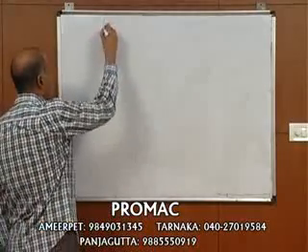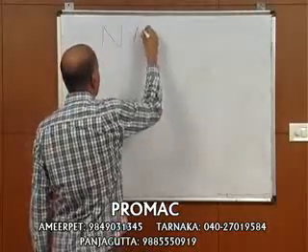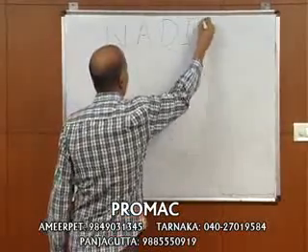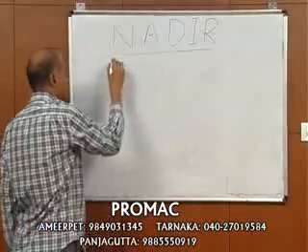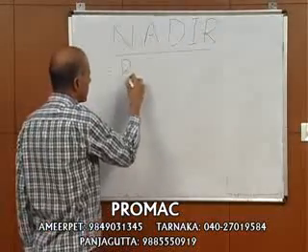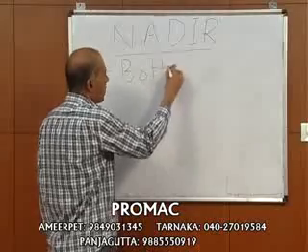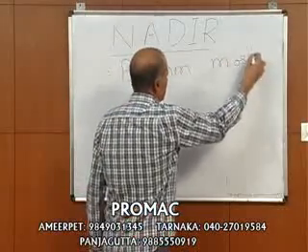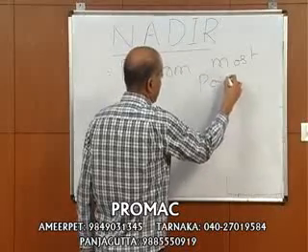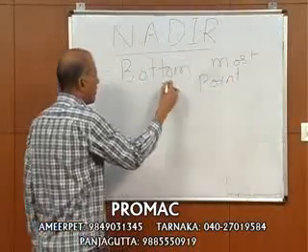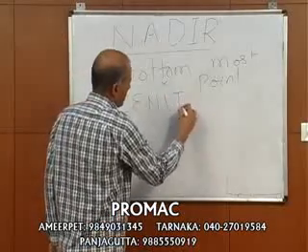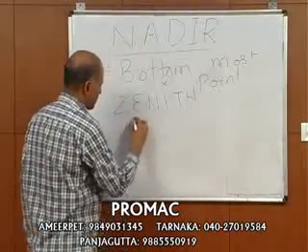We will start our session with a word called Nadir. So what is Nadir? Nadir basically means the bottommost point. The bottommost point. Opposite of Nadir is zenith or apex.